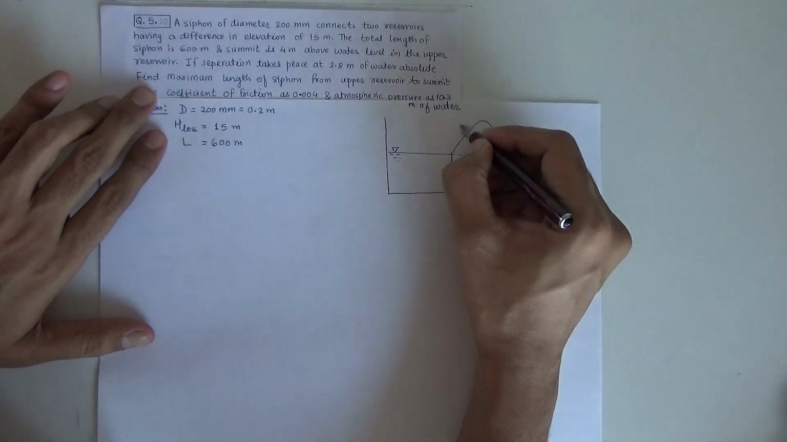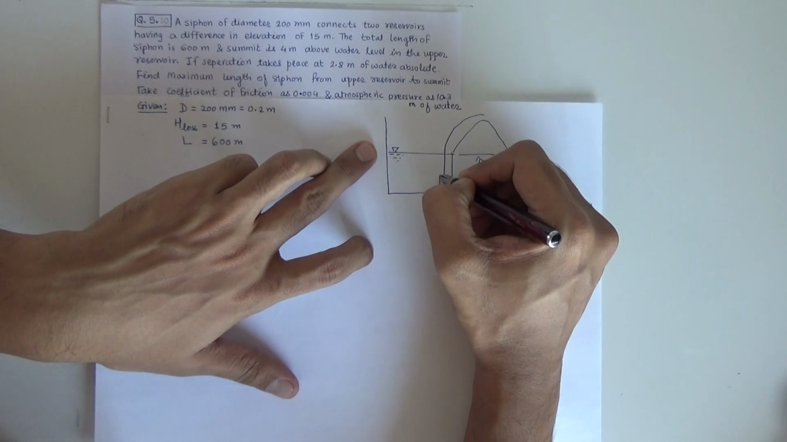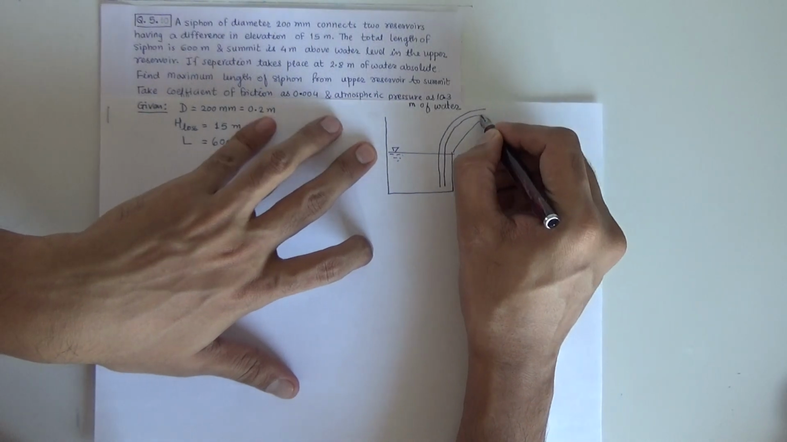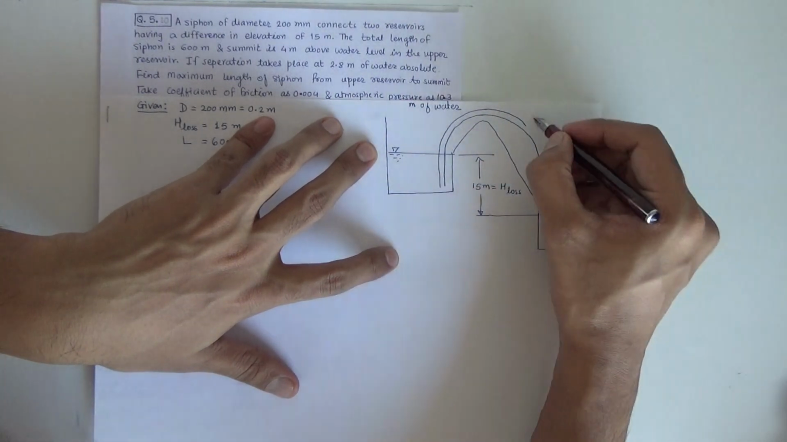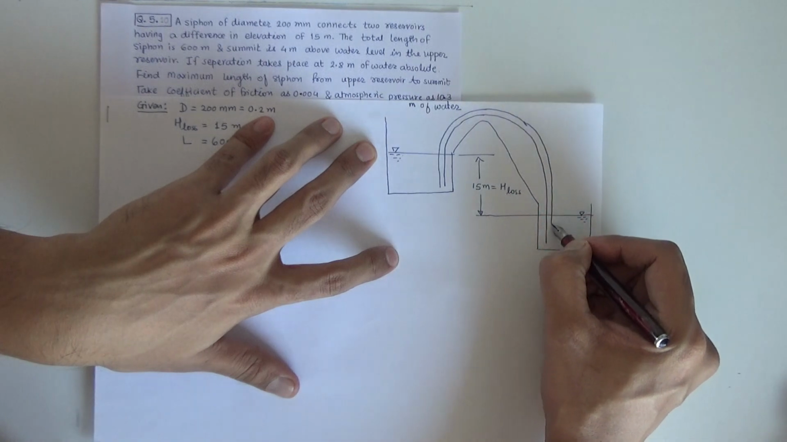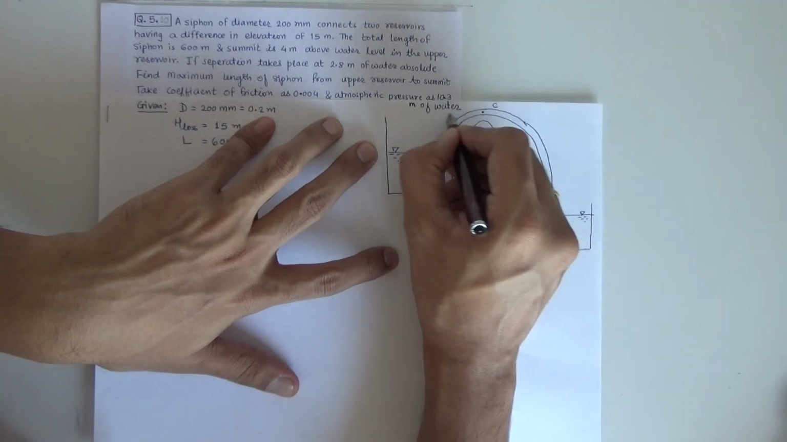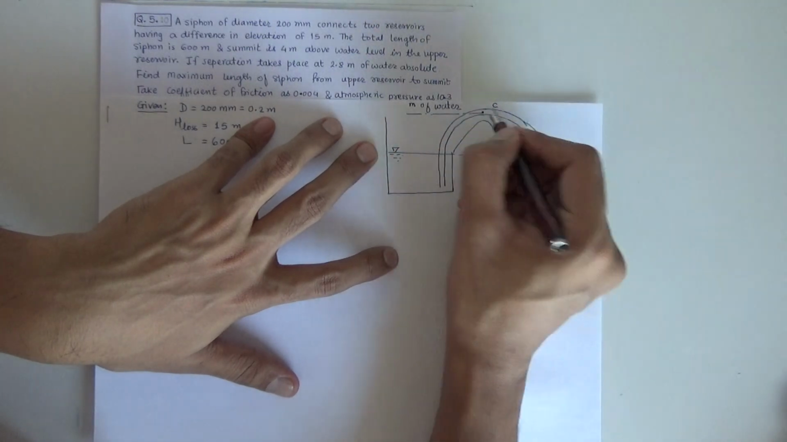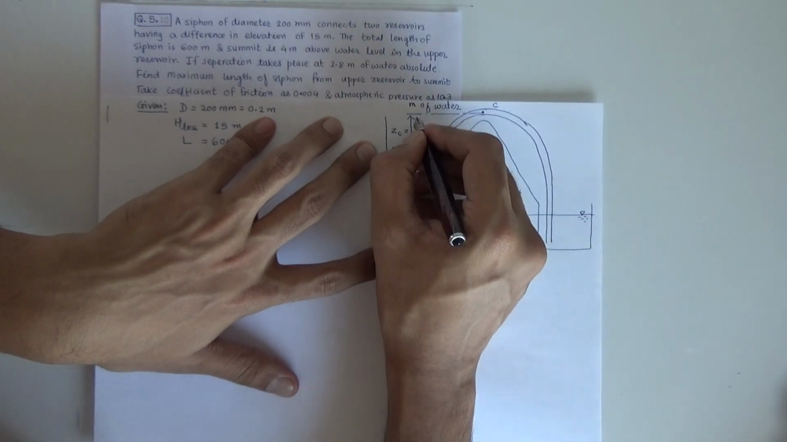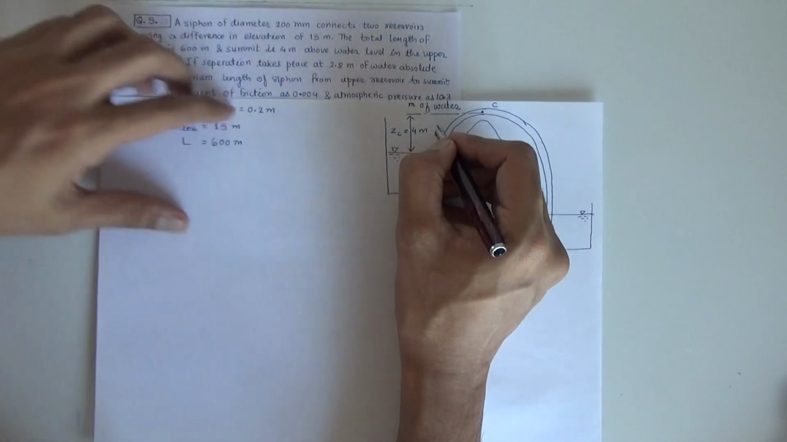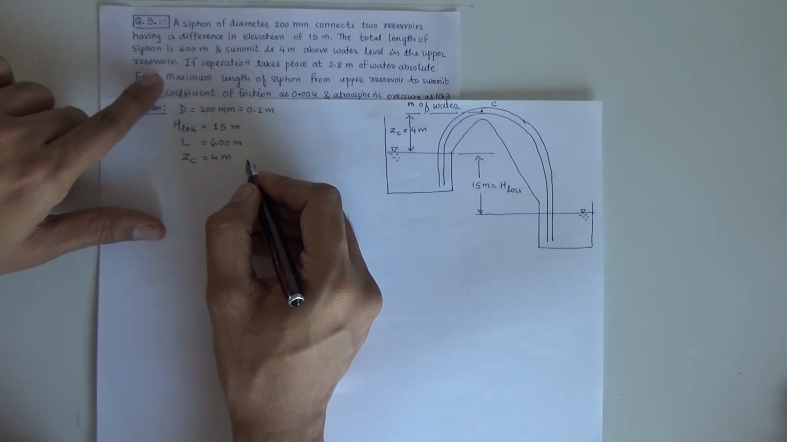Now this summit point C, I can draw the siphon here. This is your siphon tube. This is point number C or summit, and ZC is given as 4 meter above the water level in the upper reservoir.